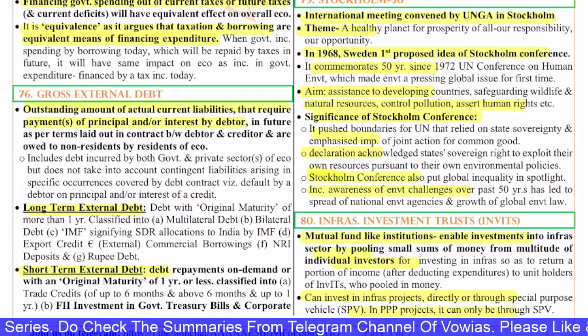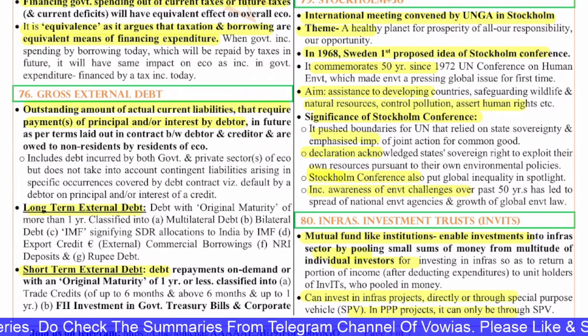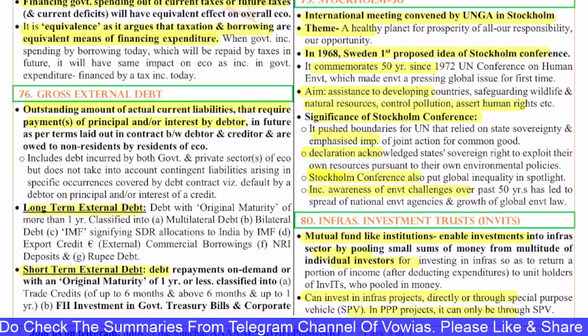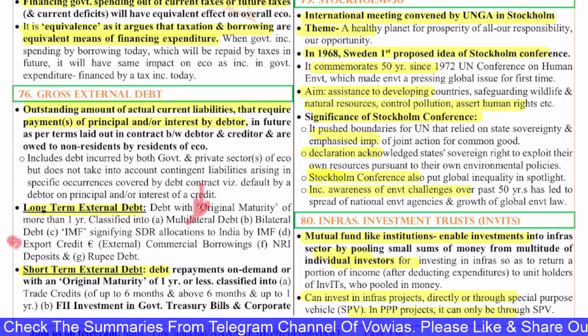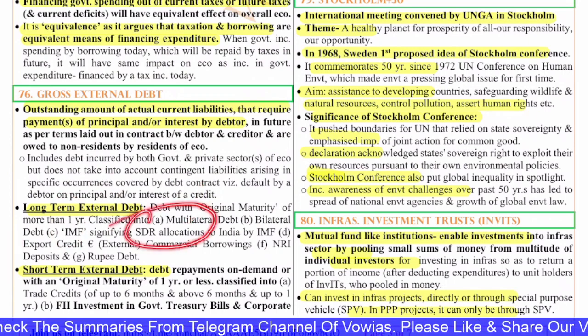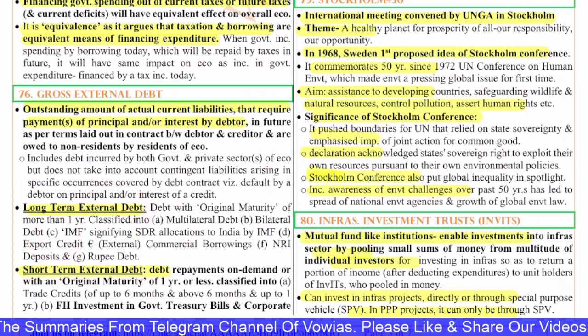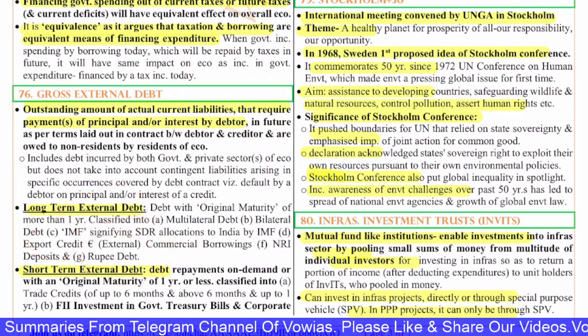Next, you have long-term debt. Long-term debt means debt with original maturity of more than 1 year. It is classified into multilateral debt, bilateral debt, IMF, signifying SDR allocations to India by IMF, export credit, commercial borrowings, NRI deposits, and rupee debt. They are long-term debt.